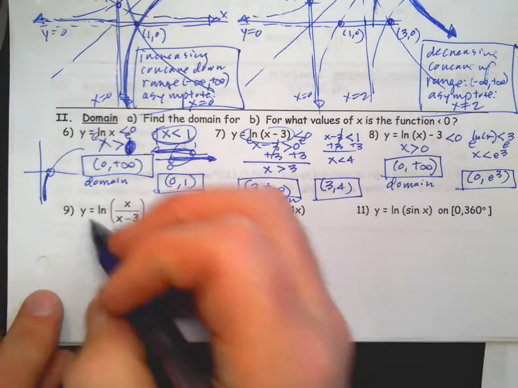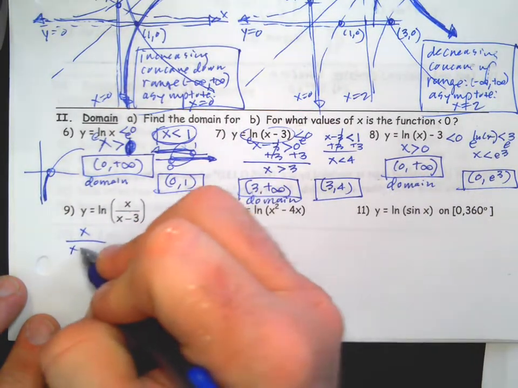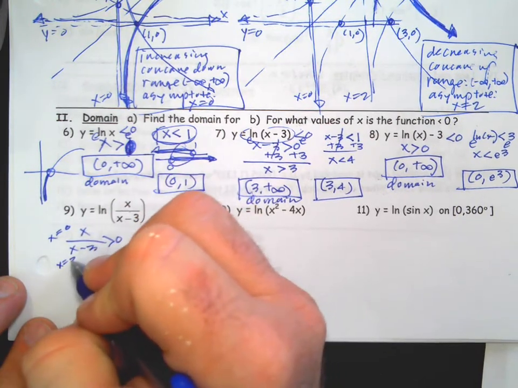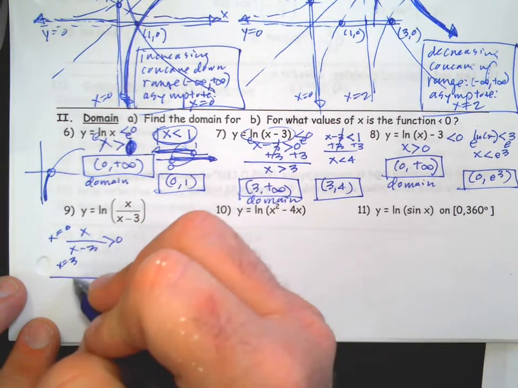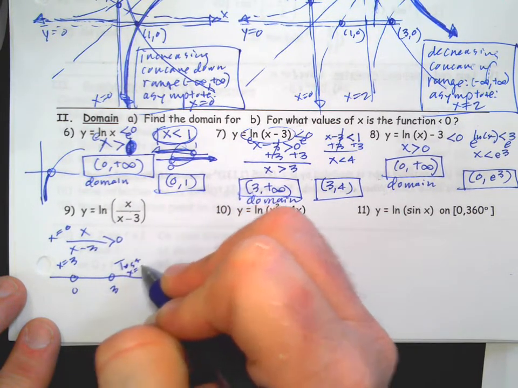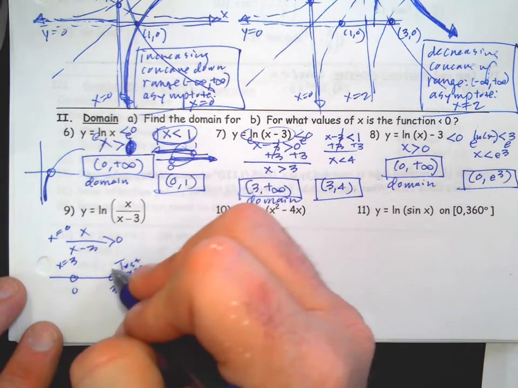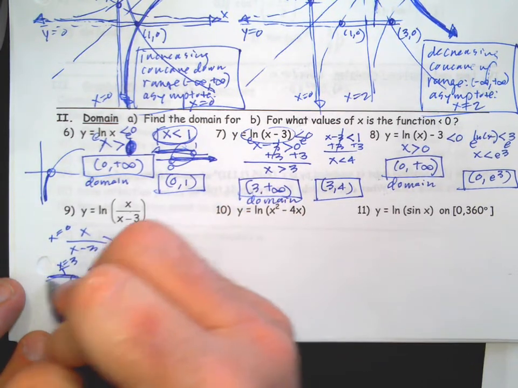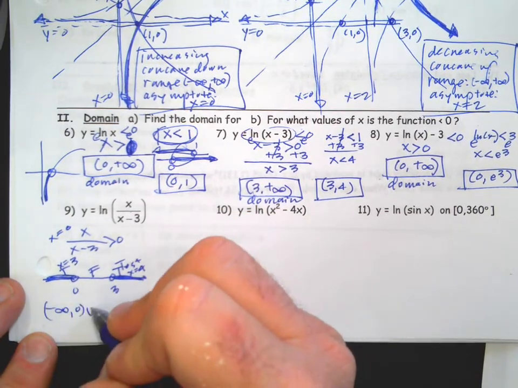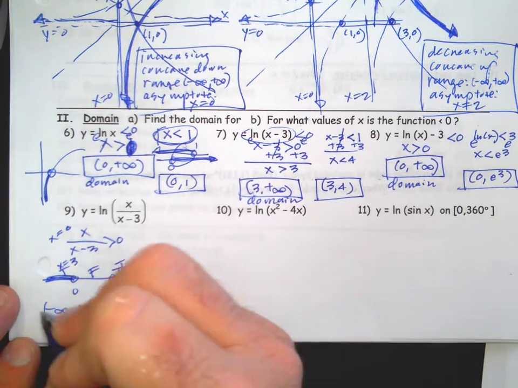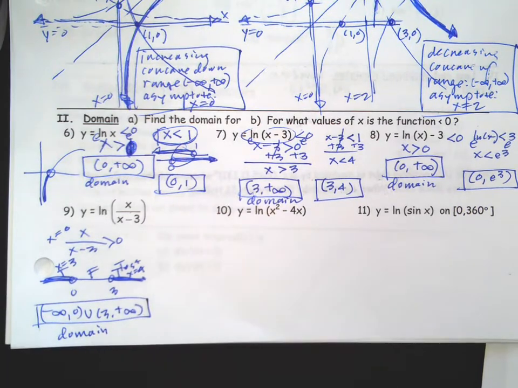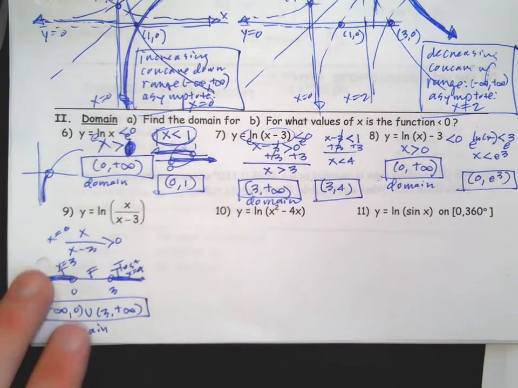Okay, next one. Domain is the inside has to be greater than 0. So this is a rational inequality. We've done these a lot. Line check. Open circle, open dots. Test a value. x equals 4 is true, false, true. So the domain is negative infinity to 0, union 3 to positive infinity. So this is the domain that you were asked specifically for. Tricky part is when they don't say anything about domain, you've got to realize it.